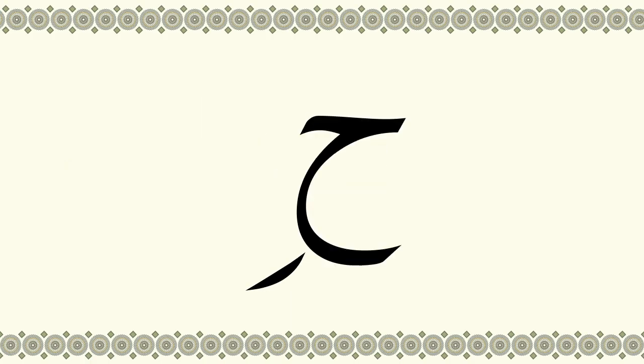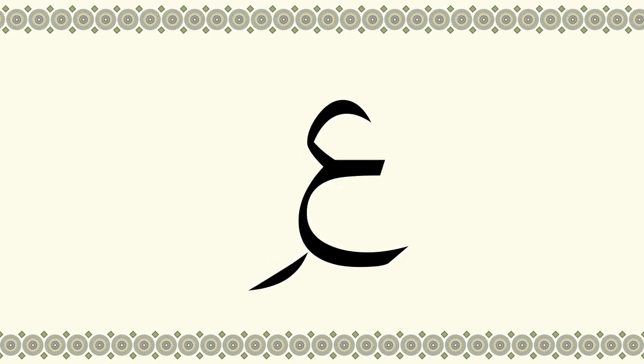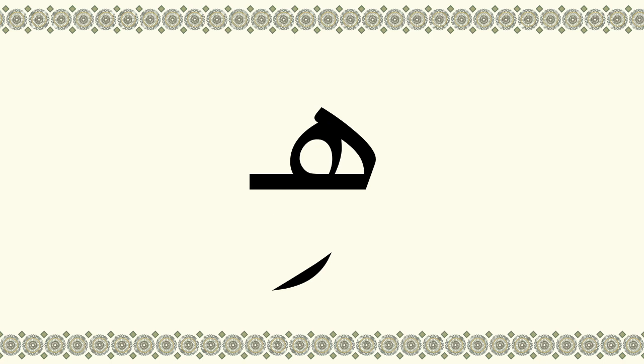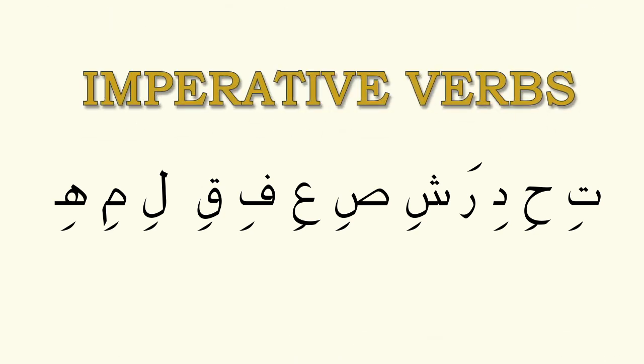Here are the verbs. Ti, hi, di, ra, shi, si, i, fi, qi, li, mi, hi. You might think I'm kidding, but fortunately I'm not. Let me explain. These are imperative verbs. Those are verbs you use to give orders.